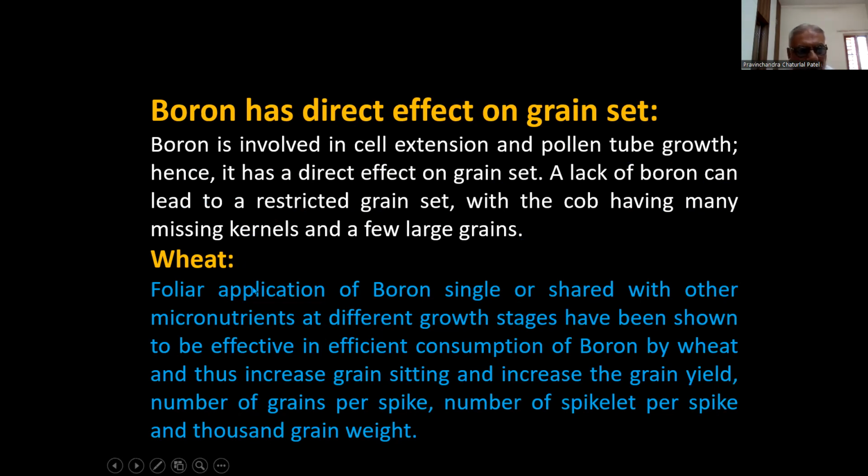In wheat, foliar application of boron, singly or together with other micronutrients at different growth stages, has been shown to be effective for efficient uptake of boron by wheat, and thus increases grain setting and grain yield: the number of grains per spike, number of spikelets per spike, and 1000 grain weight. So when we add foliar application of boron alone or with other micronutrients, wheat production has increased.